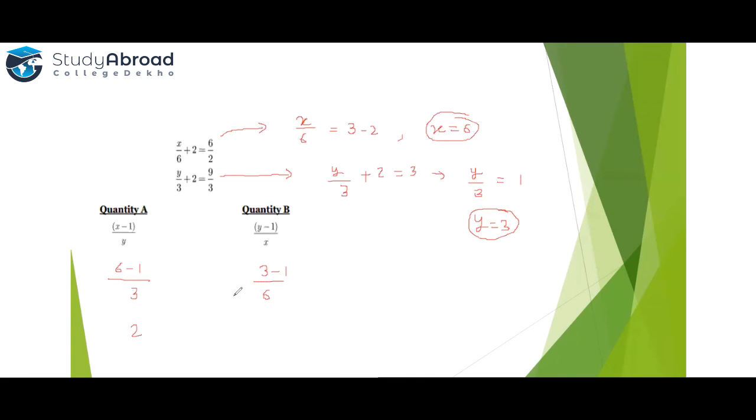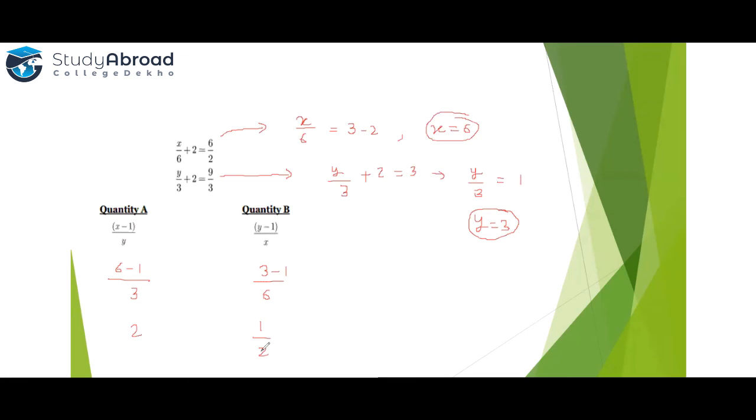X by 6: 6 by 2 is 3, so x by 6, 3 minus 2 is 1. So from here we get x equals 6. Here, 9 by y plus 2 equals 3. If we solve this, 9 by y equals 3 minus 2, which is 1. So y equals 3. I've got the value of y as 3. Just substitute the values. 6 minus 1 divided by 3, and y equals 3 minus 1 by 6. So this will give me 2. What's this giving me? This is giving me half.